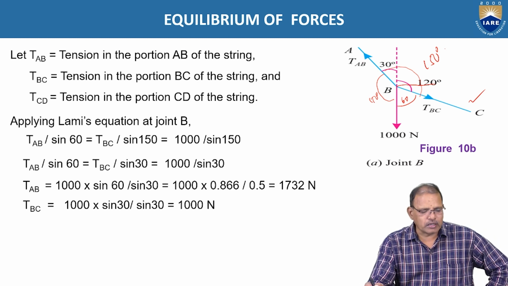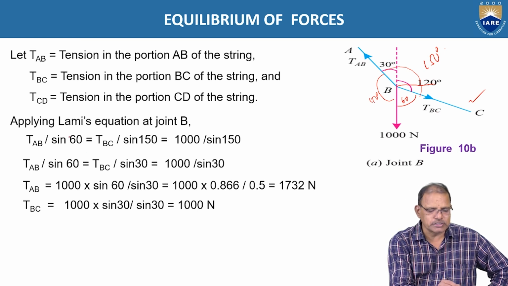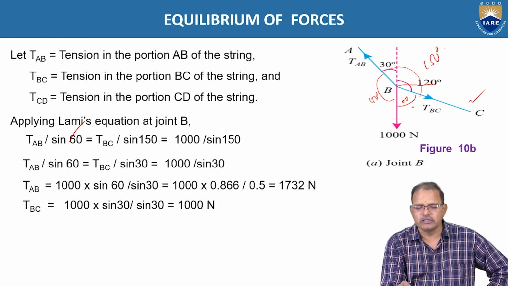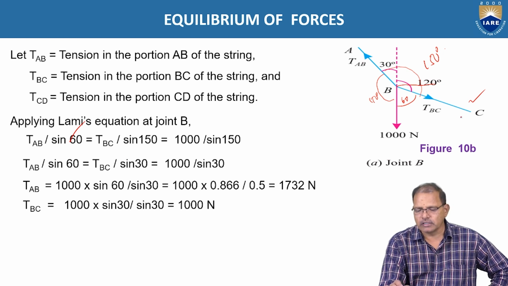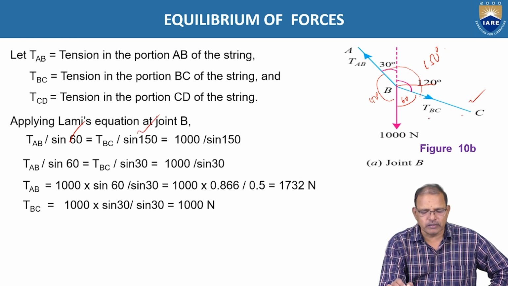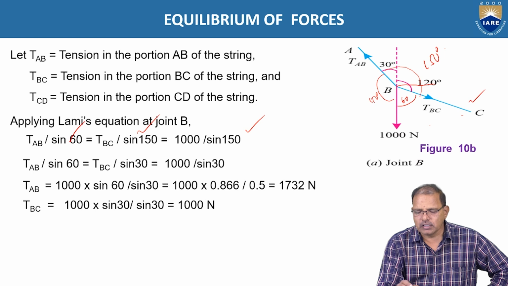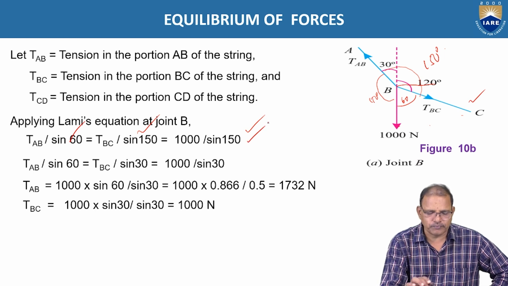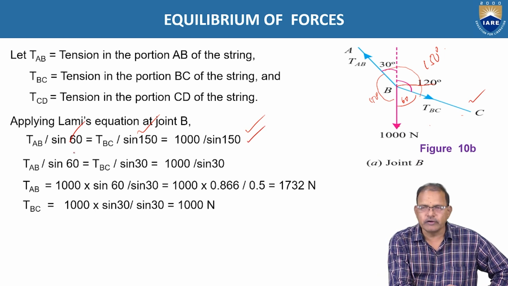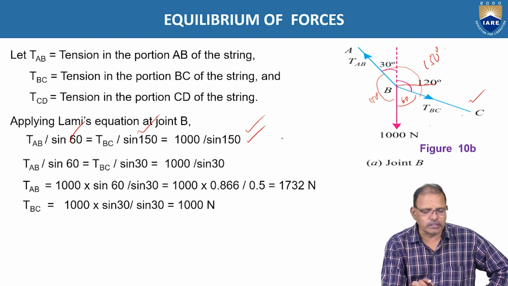Now, according to Lami's theorem, TAB divided by sin 60 degrees is equal to TBC divided by sin 150 degrees, which is equal to 1000 divided by sin 150 degrees.